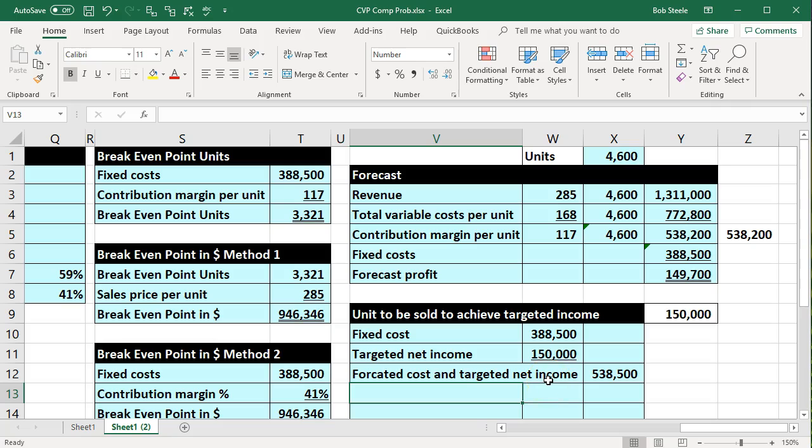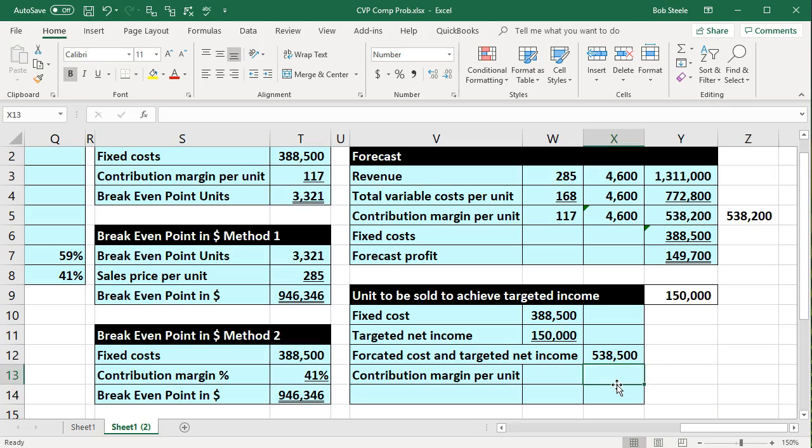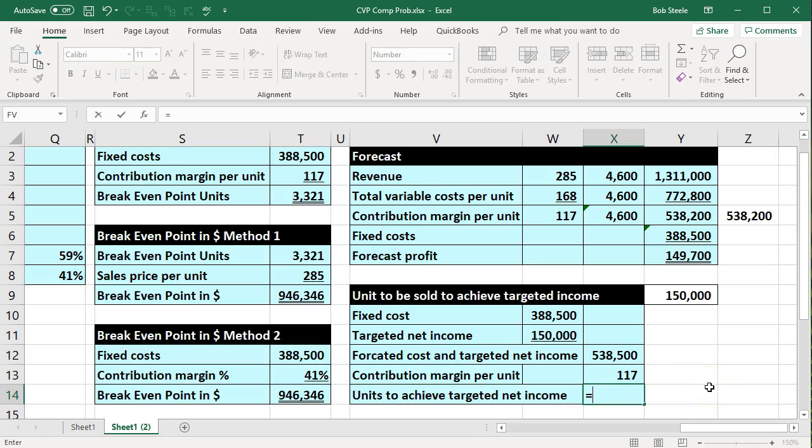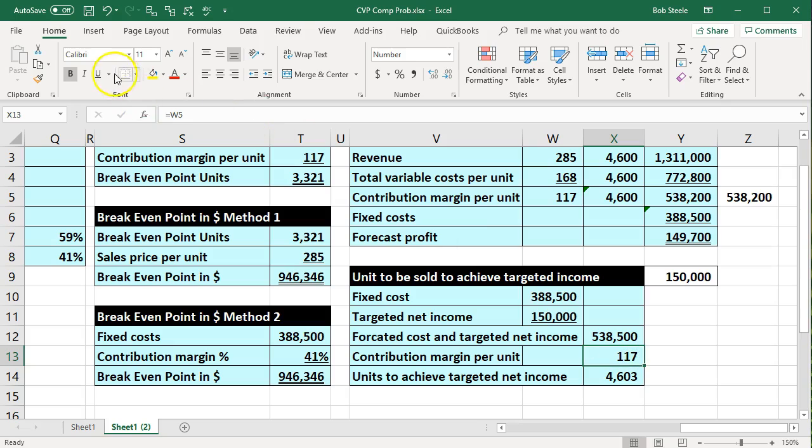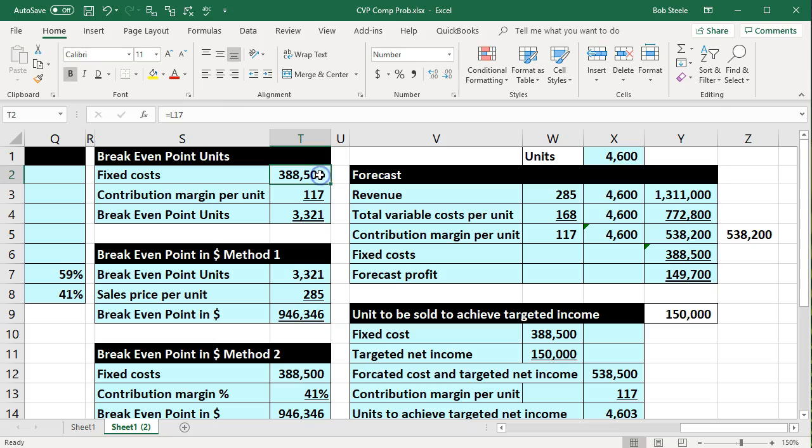And now we're going to take our contribution margin per unit, and that's going to be our 117, equal to the 117 up top. Then we have the units to achieve the target, and that's going to be equal to the forecasted cost and targeted net income divided by the contribution margin per unit. I'll add an underline here and double underline this one. If we consider that, it makes sense. It's the same calculation that we have over here. This is how much money we're making each time we sell something over and above the variable costs. Then we have to divide this into that to get how many units we need to sell.